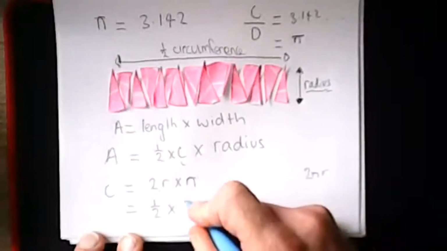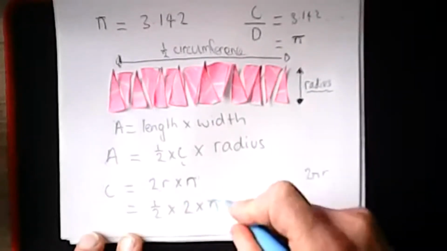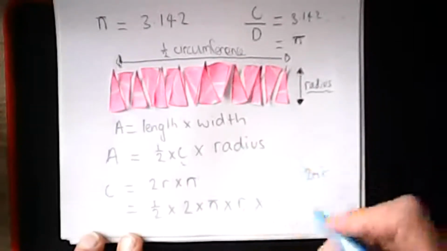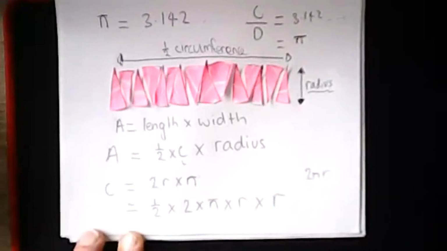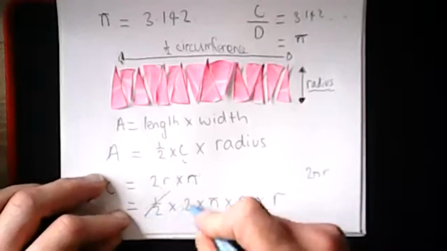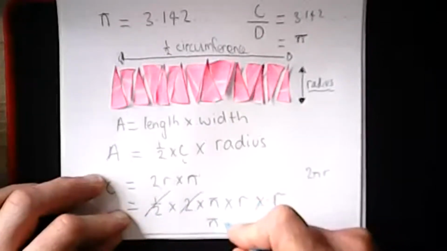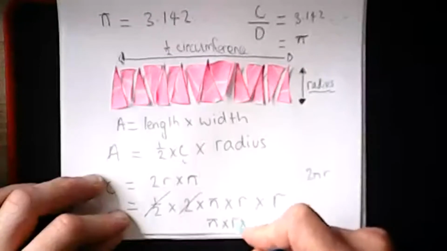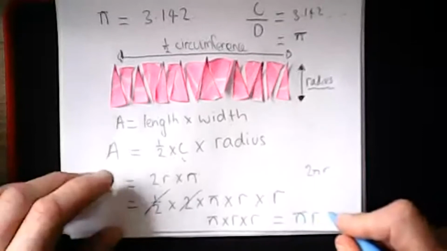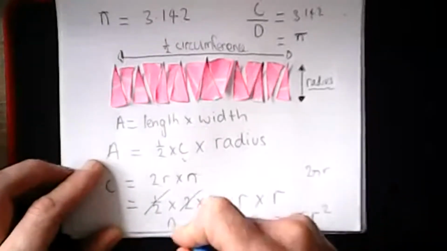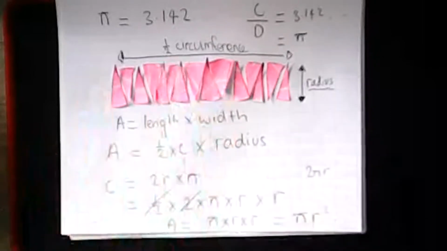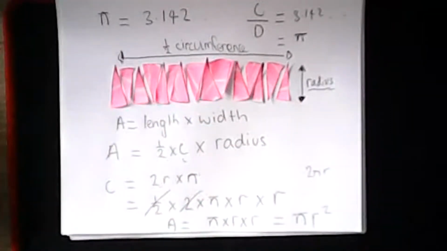So 2 times pi times r, and then times the radius again, which is r, and we have that. And look at that, by magic, half of 2 is 1, so they cancel, and I'm left with pi times r times r, and this is where the famous area of a circle comes in, pi r squared. So the area of a circle is the same as pi r squared, just like magic. So there's a really good, easy proof of what's going on.